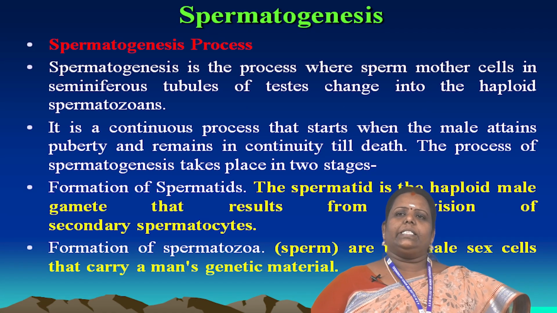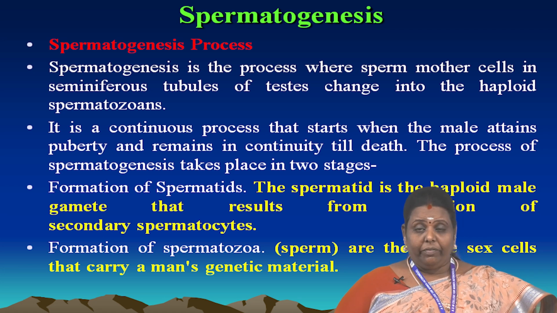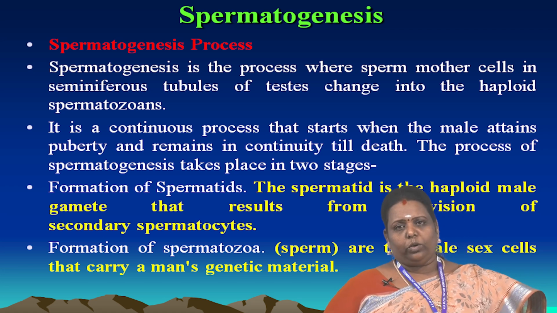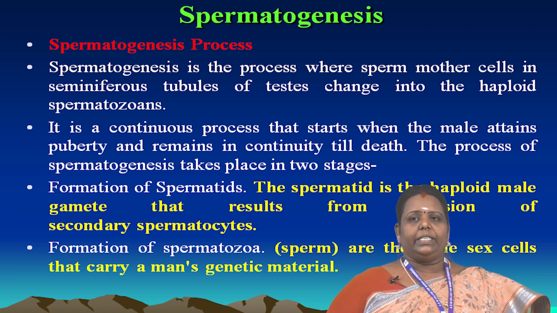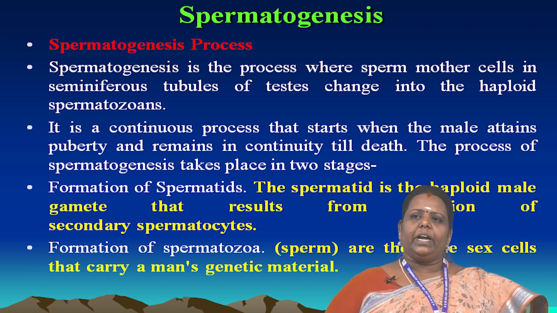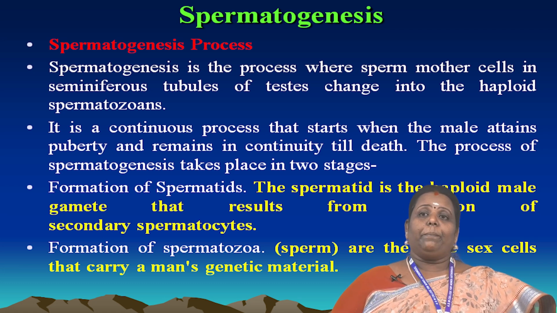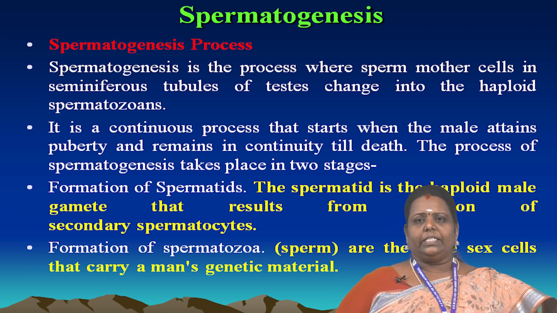During spermatogenesis, the sperm mother cell in the seminiferous tubules of the testis changes into a haploid spermatozoon. It is a continuous process that starts when the male attains puberty and continues until death. The process of spermatogenesis takes place in stages.